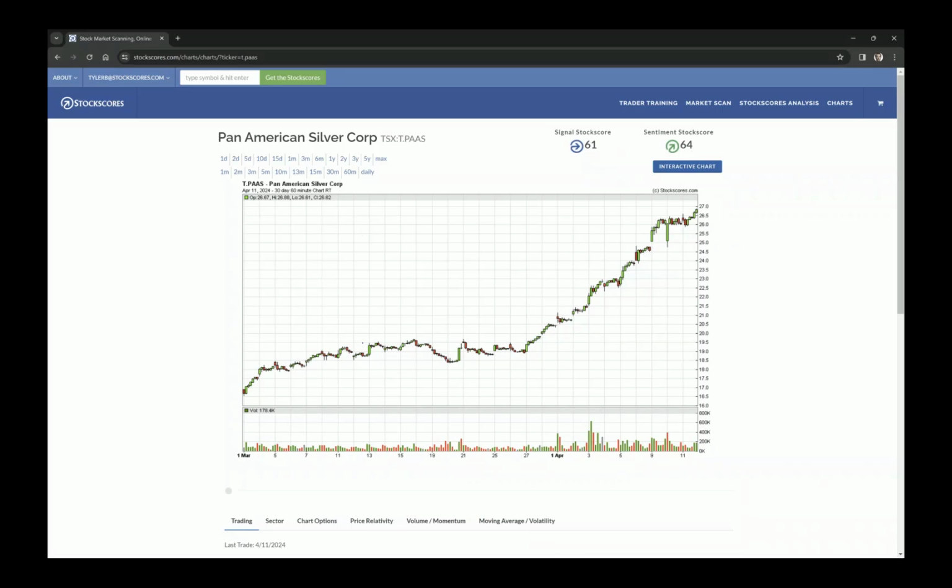When did this stock have a buy signal? Resistance, optimism, low volatility, breakout. A lot of the things we've talked about tonight.